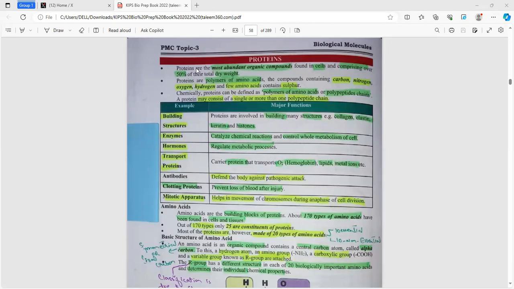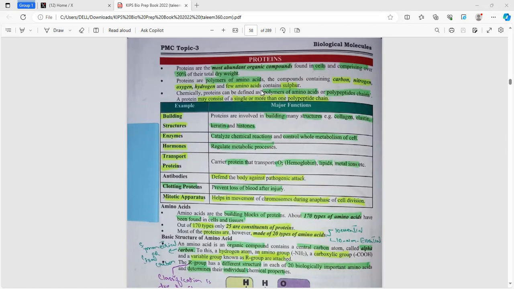We need to know that proteins are the most abundant organic compounds found in the human body and in cells. The distinguishing factor between fats, lipids, and carbohydrates is that, apart from just carbon, hydrogen, and oxygen, proteins also contain nitrogen and sulfur atoms.